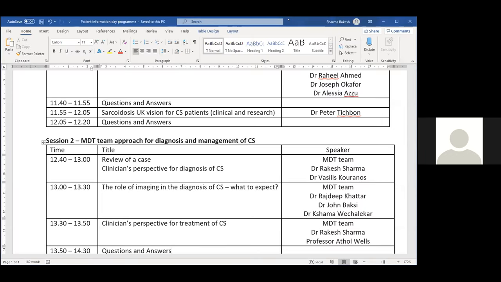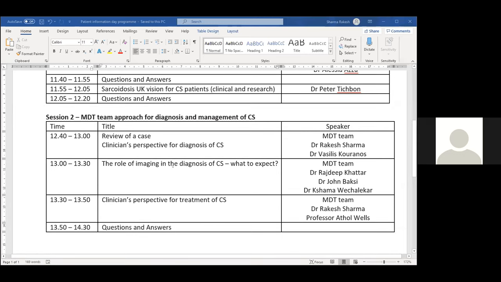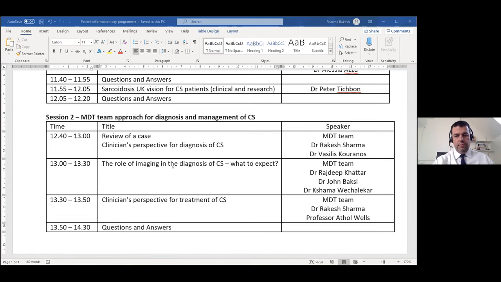I'm going to share the screen and remind you of the program for the afternoon. Hopefully my screen has come up. We're going to start by reviewing a case. We'll talk about the perspective in terms of the diagnosis. Then for the middle part of the afternoon, we'll go through the imaging modalities, which are crucial for managing patients with cardiac sarcoidosis, and you'll hear from our imaging experts for each of their modalities. For the last part of the afternoon, both Professor Wells and myself will talk about treatment, both from the cardiac perspective and in terms of immunosuppression.